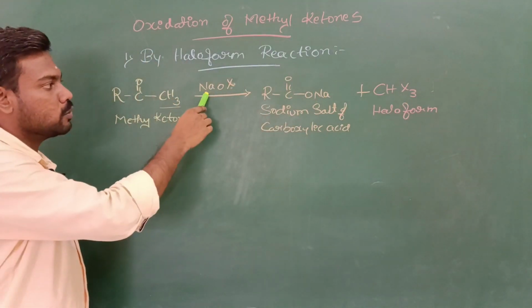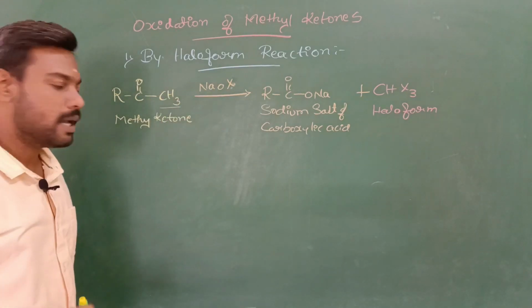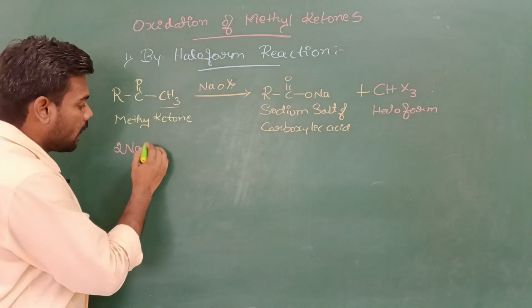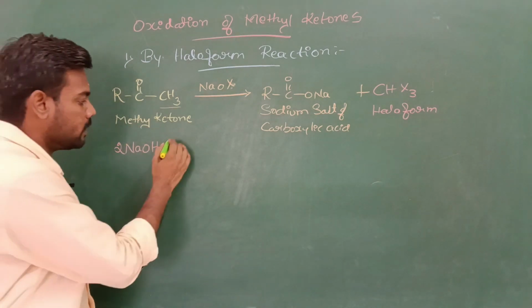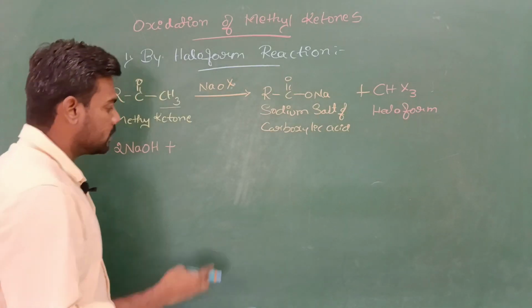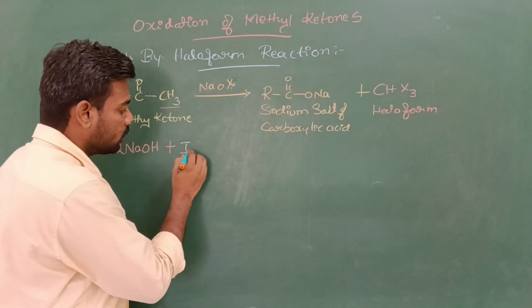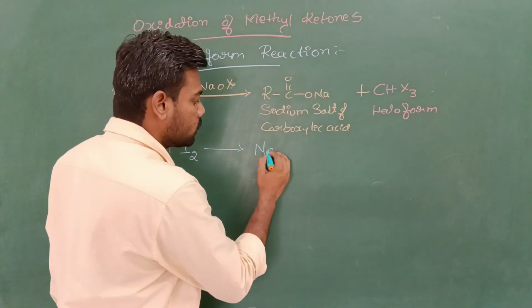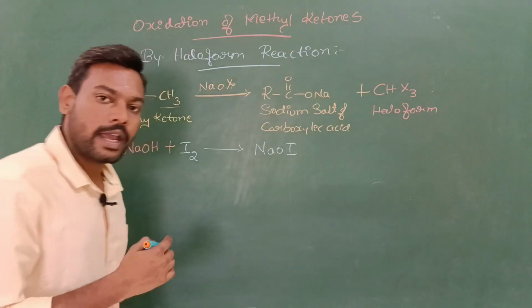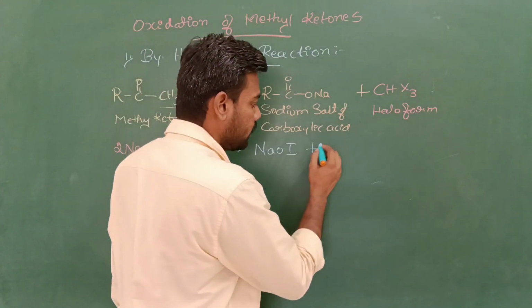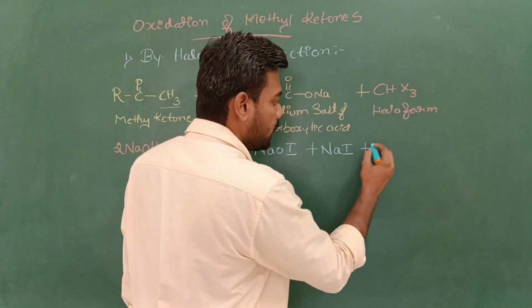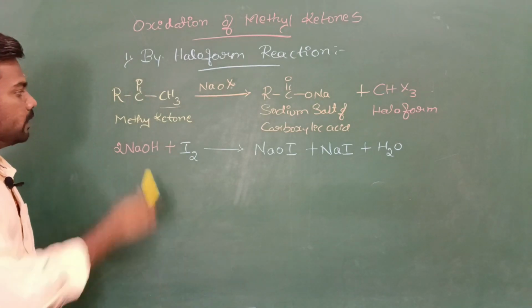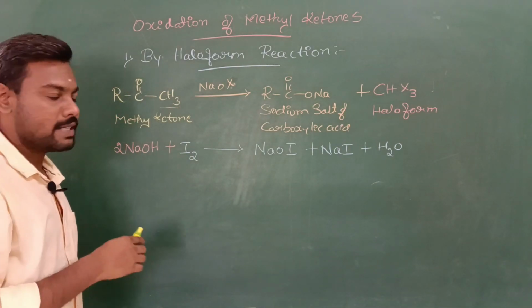Now, how can we prepare the sodium hypohalite? Sodium hypohalite can be prepared, for example, when 2 mole of sodium hydroxide is on reaction with iodine to form sodium hypoiodide, NaI, plus H2O. Clear?